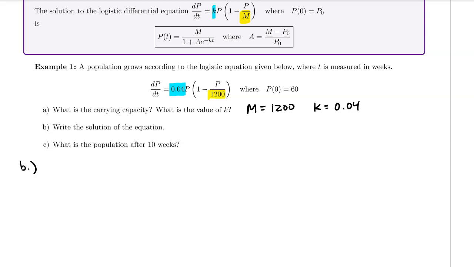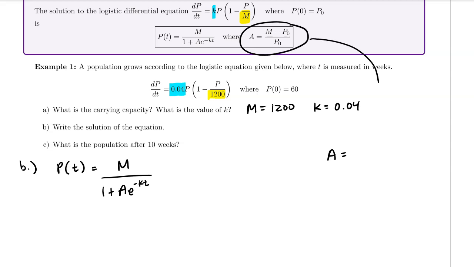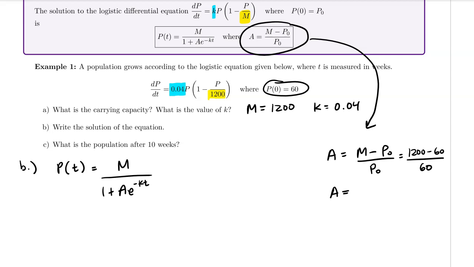All right, so for part B, it says write the solution of the differential equation. So we have P of t equals, and the general formula is just M over 1 plus A e to the power of negative kt. And off to the side here, I'm going to calculate my A value, which, according to this, is equal to the carrying capacity minus the initial population over the initial population. And here our carrying capacity is 1200, and based off this piece of information, my initial population is 60. And then we are dividing this by 60. So if you simplify that, you end up getting A equals 19.